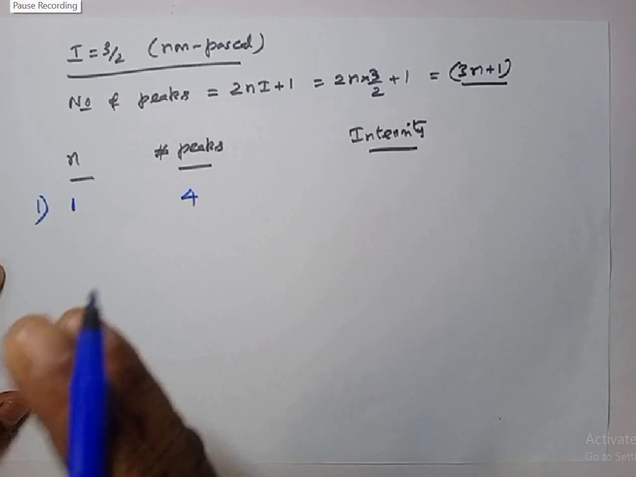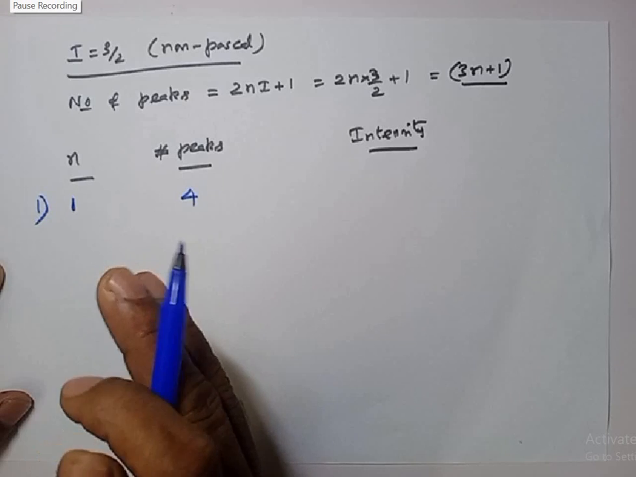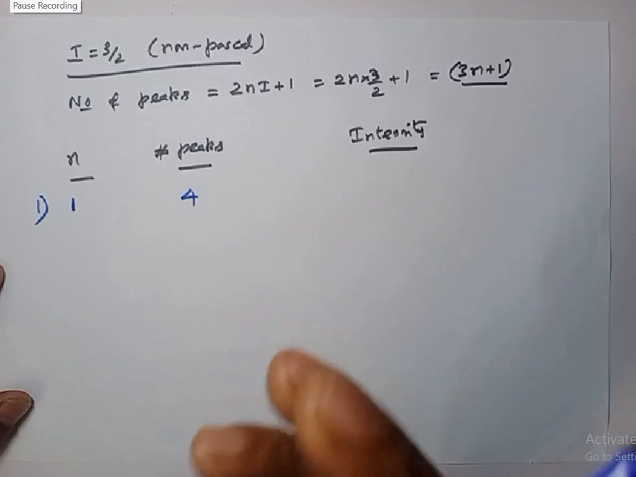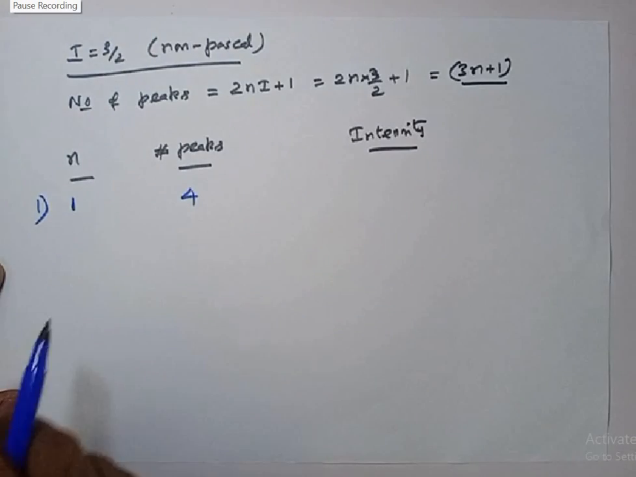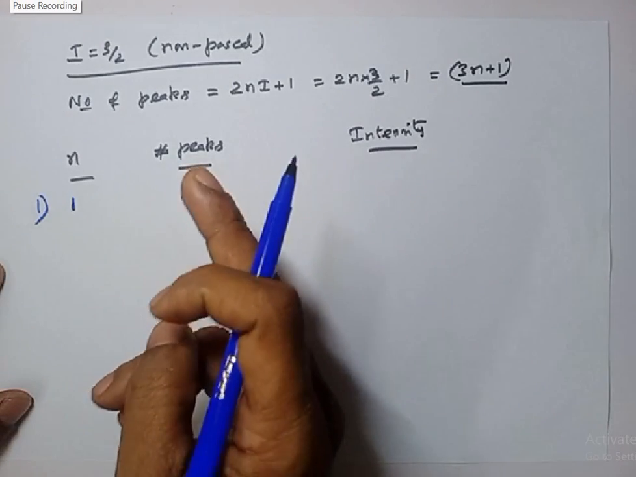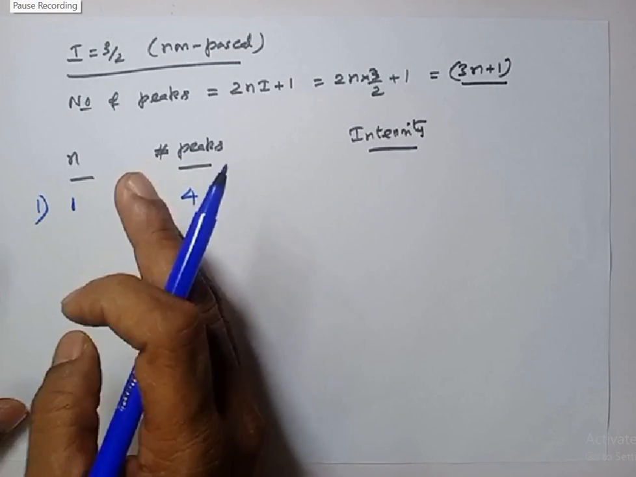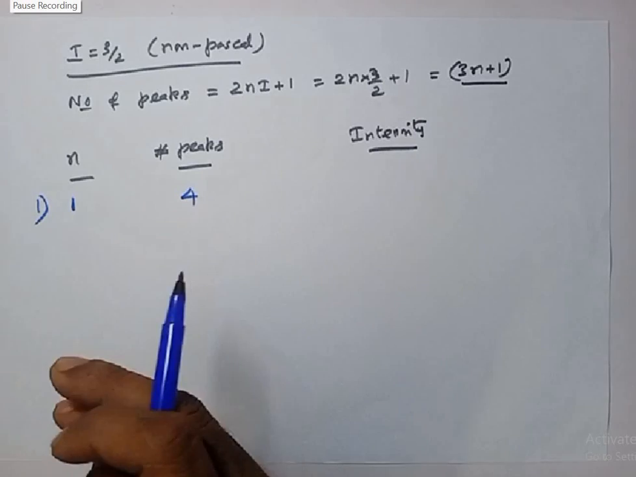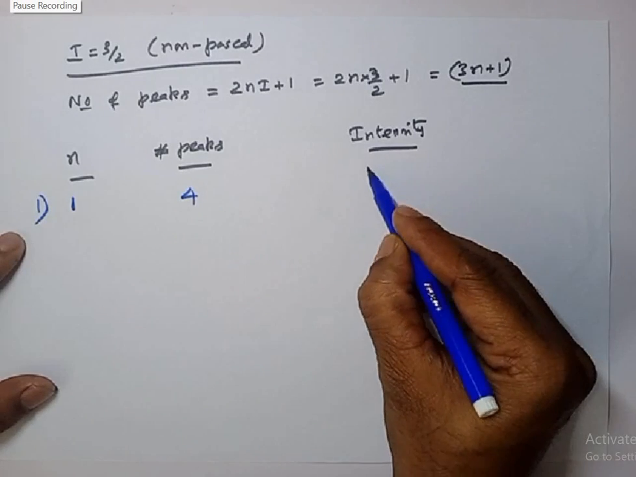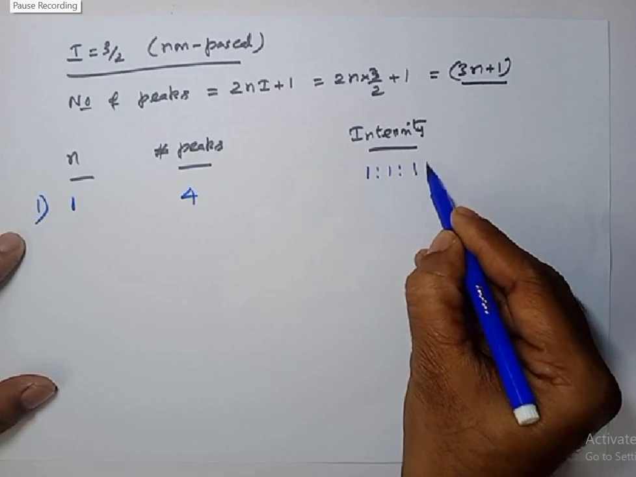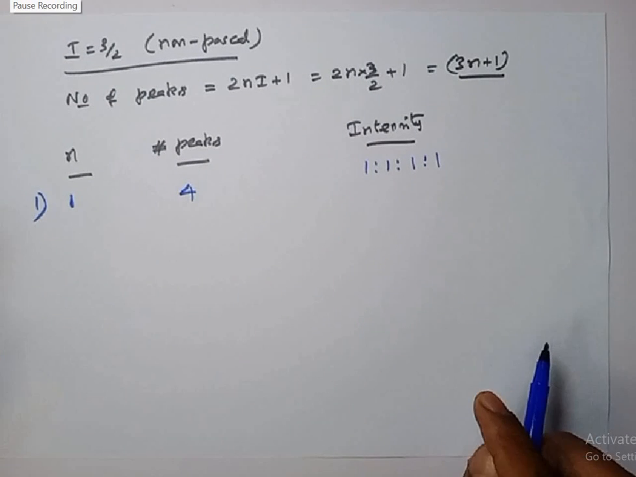Suppose I have a proton, HA, and if the adjacent carbon has some atom whose I value is 3 by 2, then that atom splits the HA proton signal into 4, right? And all these 4 have the same intensity initially, 1, 1, 1, 1.